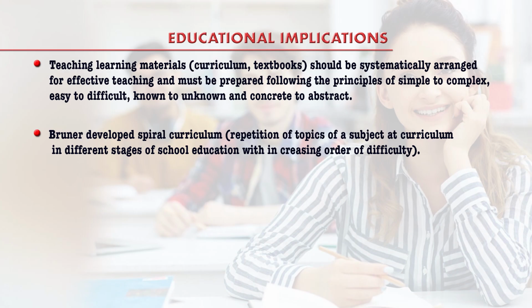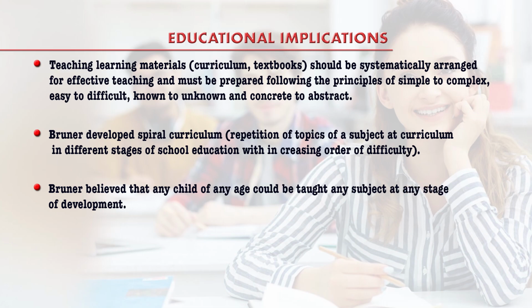What do you mean by a spiral curriculum? A spiral curriculum indicates repetition of topics of a subject in the curriculum at different stages of school education. Okay? Bruner believed that any child of any age could be taught any subject at any stage of development. And that's a very, very powerful message.